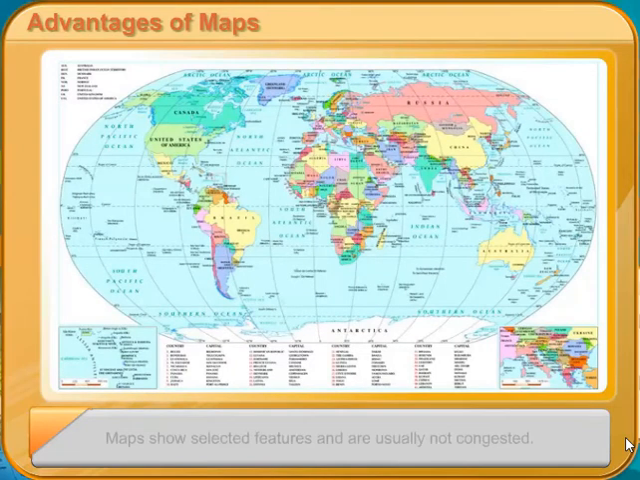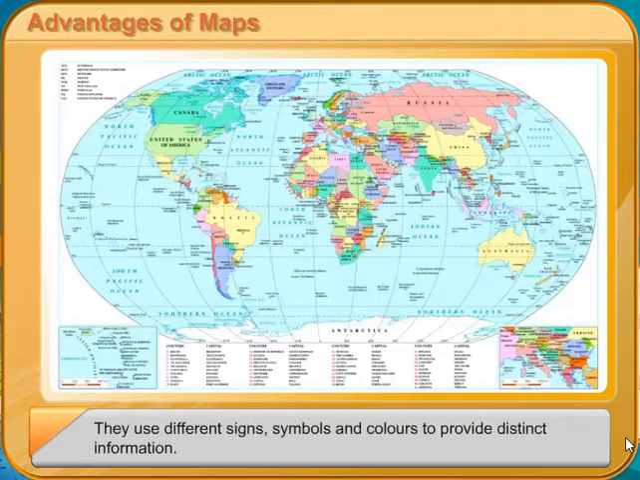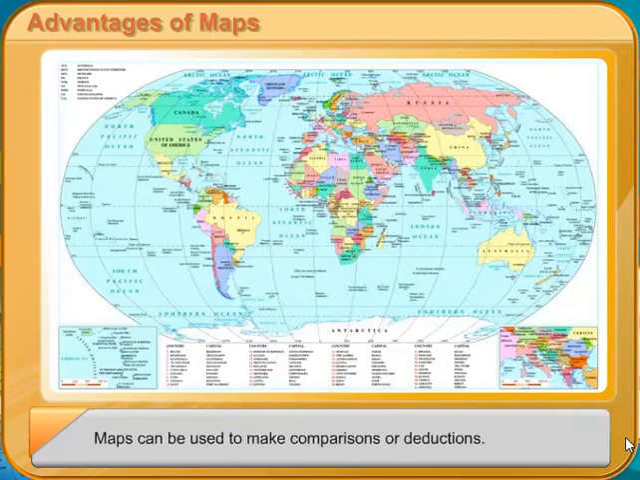Latitudes and longitudes. The globe. A globe is a spherical representation of the Earth. A globe is mounted on an axis and it spins on it. The Earth also has an axis.